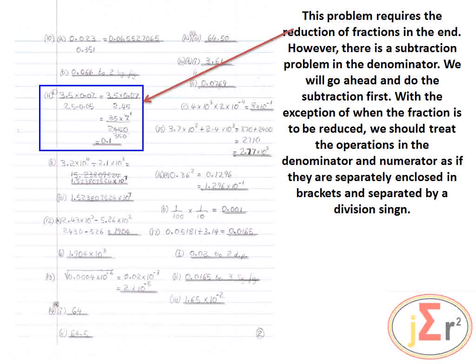This problem requires the reduction of fractions in the end. In the end, we will reduce fractions. However, there is a subtraction problem in the denominator. We will go ahead and do the subtraction first, with the exception of when the fraction is to be reduced. We should treat the operations in the denominator and the numerator as if they are separately enclosed in brackets and separated by a division sign.